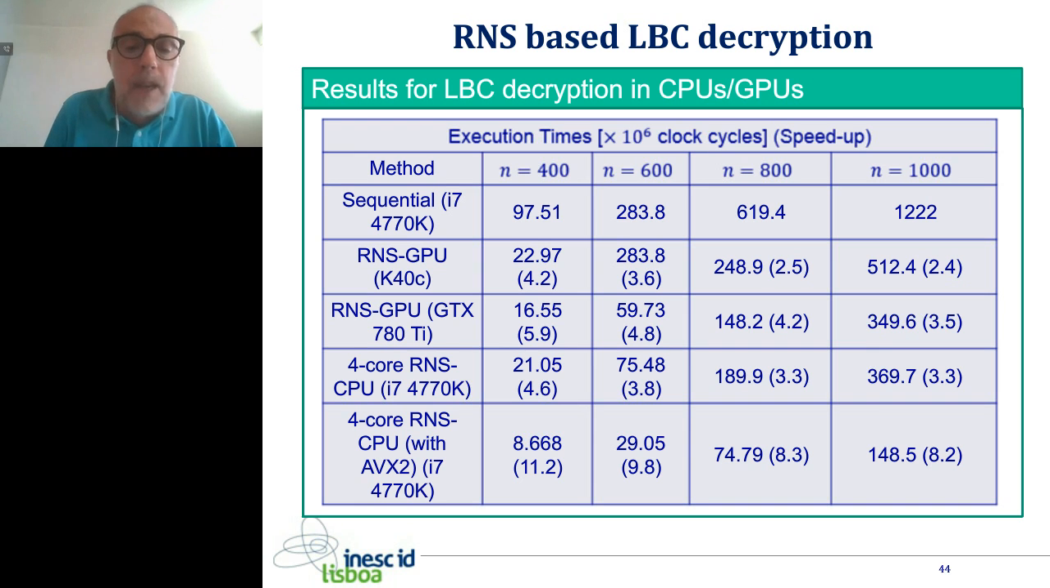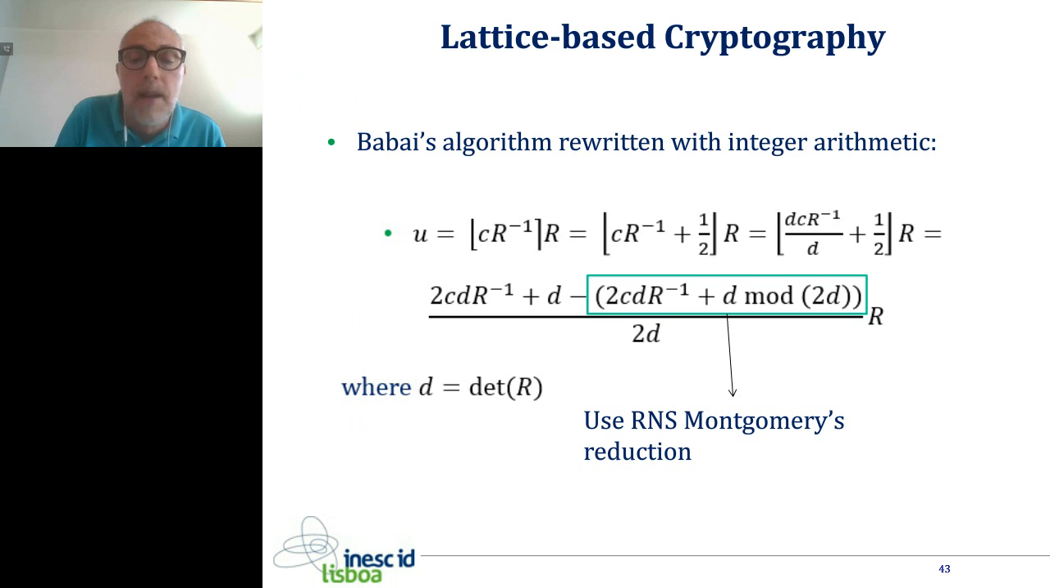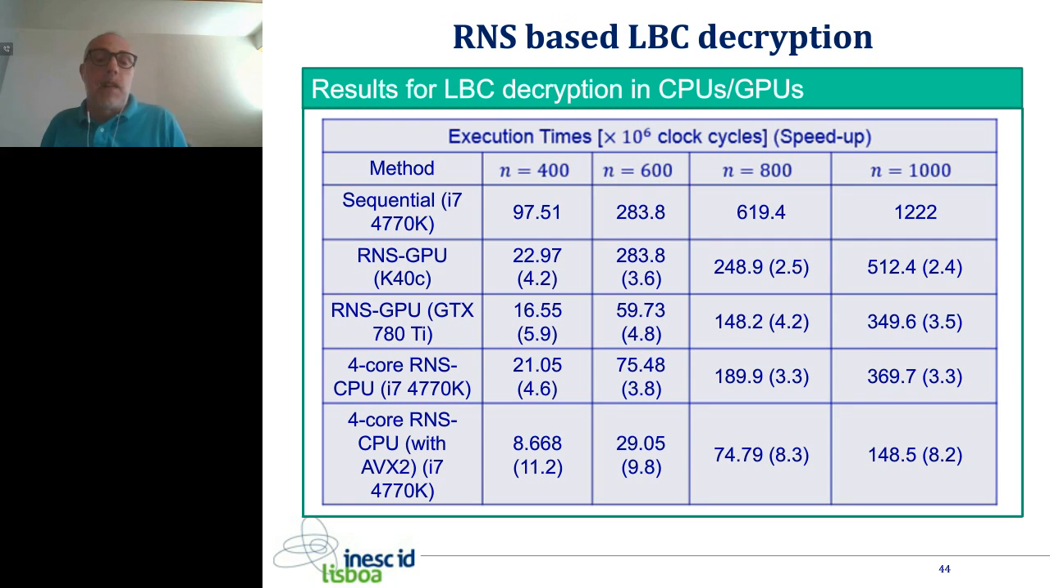We have the sequential time, in terms of the number of clock cycles required, in the first row of the table. Then we apply RNS decomposition and use the channels to perform parallel computation on both the GPU and the CPU. In the brackets, you have the speedup, and you see that on the GPU we have some speedup when we apply this type of RNS-based decomposition on a Pascal architecture of the NVIDIA GPUs.